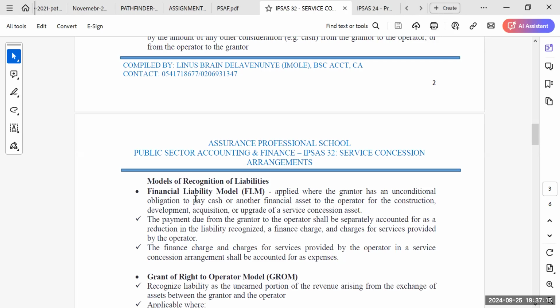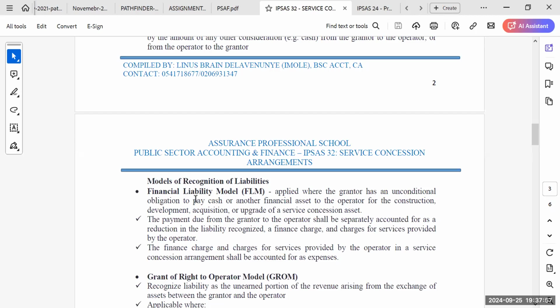The payment due from the grantor to the operator shall be separately accounted for as a reduction in the liability recognized, a finance charge, and a charge for service provided by the operator. The finance charge and charges for service provided by the operator in a service concession arrangement shall be accounted for as an expense. So if we present value the 2 million the government will be paying every year, there will be a difference between the 20 million and the amount that we are getting today. The difference in that amount will be a finance charge that will be recognized over the period.